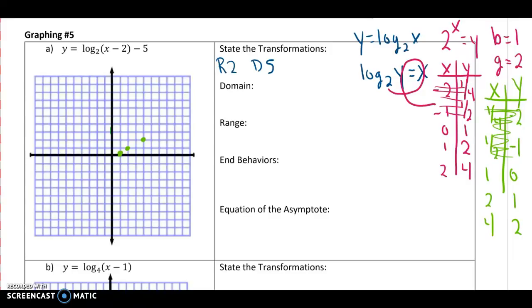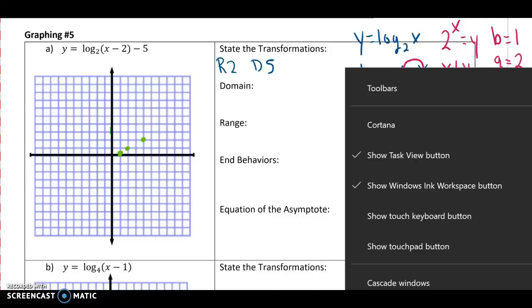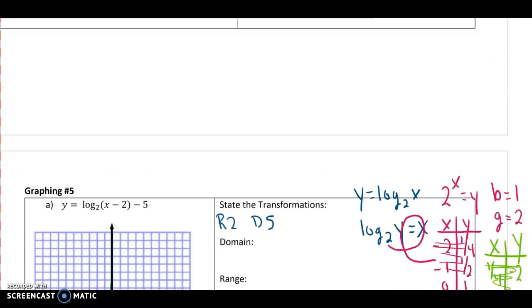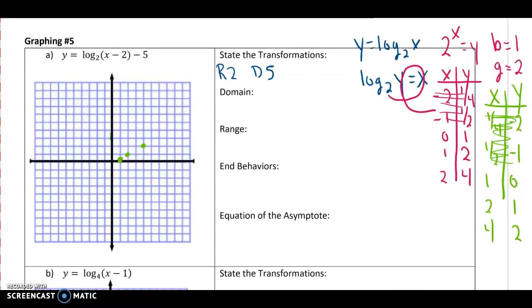And now what will happen is I will transform these points, but before I transform the points, I'm going to take a look at the original asymptote, which is along the y-axis, which is x equals 0. So visually it looks like the y-axis. So the wall will be moving to the right 2 too. I'm going to start there, and this is where my wall will be. So my shape will not be able to cross that.